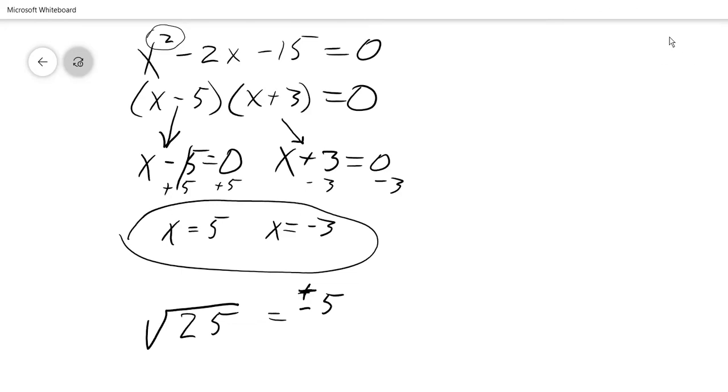Okay, this is how you solve using factor and solve. Now there's another technique that I'm going to go into. It's called completing the square. And we're going to do the same thing we did right here, only we're going to use a different set of steps.